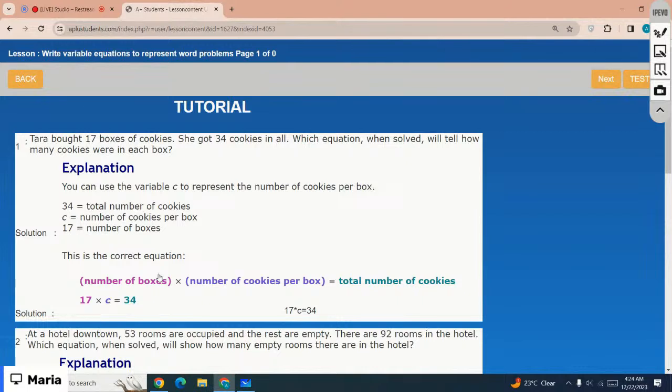So basically, she got 17 boxes, and the total cookies she has is 34. You need to see how many cookies she has in one box. You're not given the options here. You have to write down the mathematical expression. Basically, you need to calculate the number of boxes times the number of cookies in one box, and that equals the total number of cookies. So that would be 17 times C, where C is the number of cookies in one box.